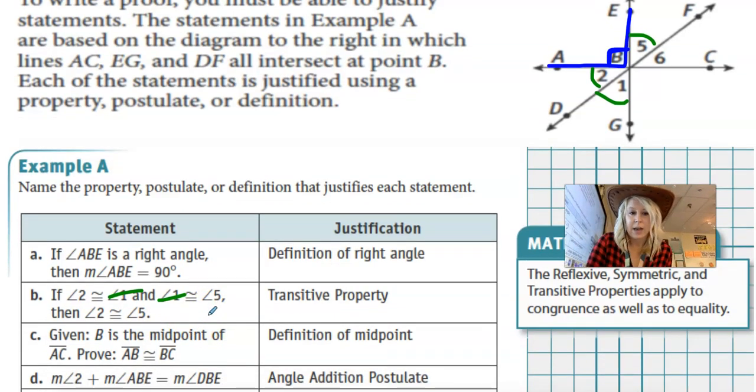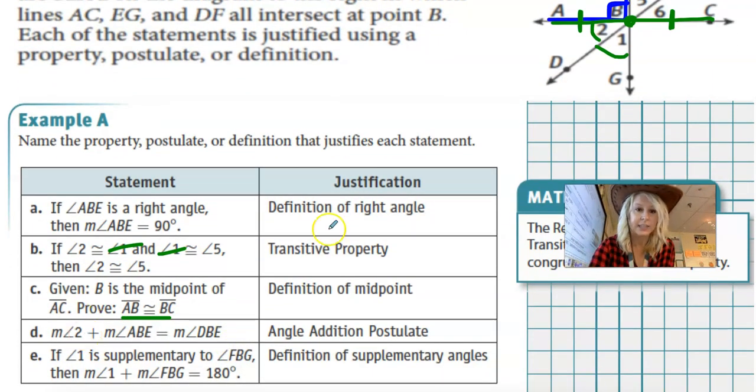C says, given that B is the midpoint of AC, I can prove that AB is congruent to BC. What that means is B is the midpoint, so B is the middle of A and C. If I go back to midpoint, I know midpoint's in the middle. It allowed me to make these tick marks earlier, so I know that they're congruent. If B is the middle, each part, AB, has to be equal or congruent to BC. So the reasoning is the definition of what a midpoint is.